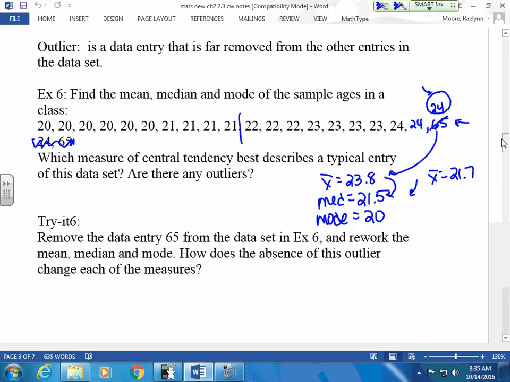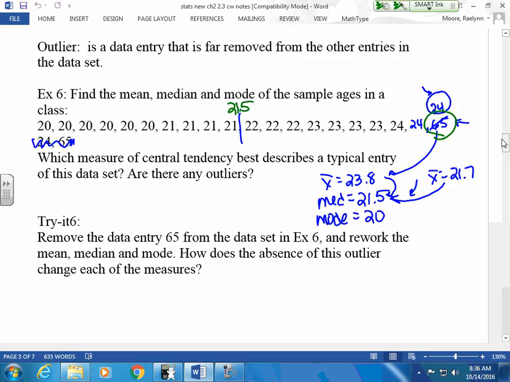So look what happens. When we replace this with a kind of a regular number here, we didn't change the median, we didn't change the mode, but look how much closer our mean came to our median. That's what central tendency means. Where is the center of your data? With this 65 in here, the center of my data technically should be 21.5.